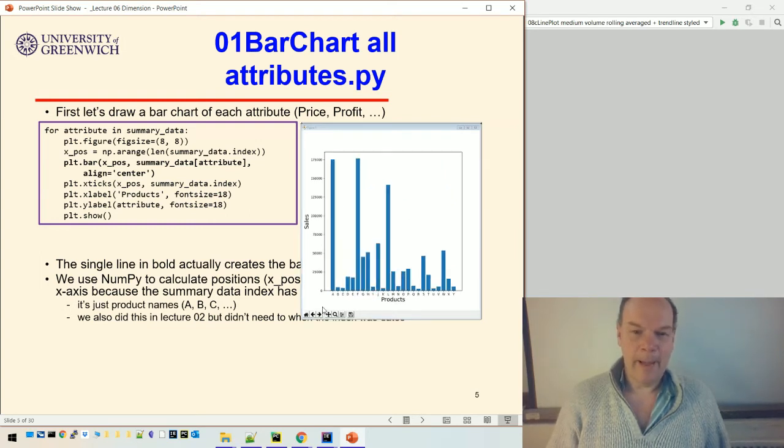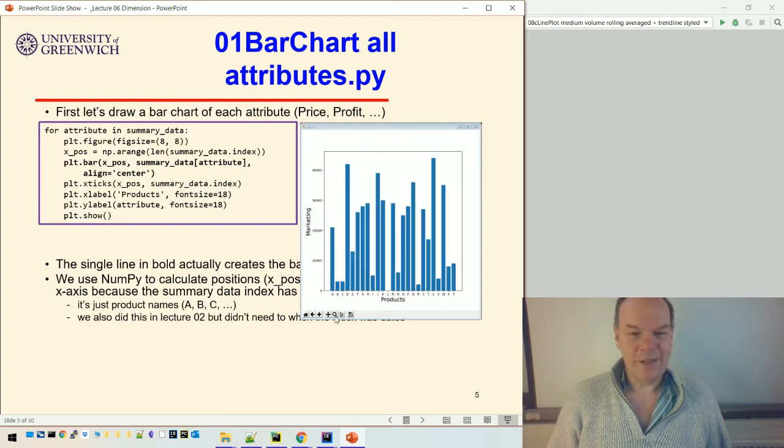There's the sales. We knew about this already because we did this essentially in lecture 2. You can see there's the sales, and what we knew already was that A, F, and L are the high volume products, and they're up to around 175,000 as the maximum there. But a very, very different scale from the other charts.